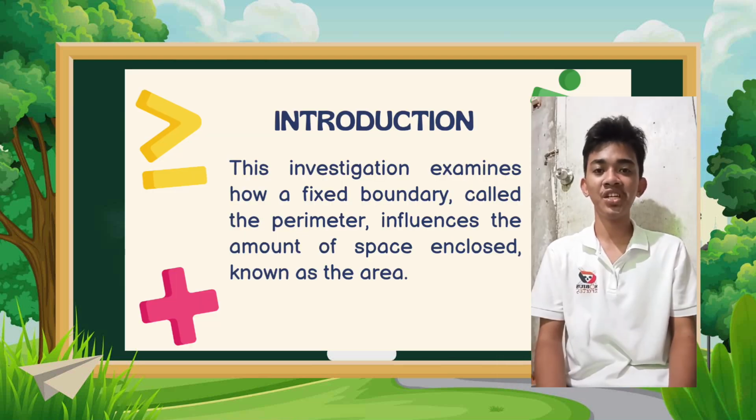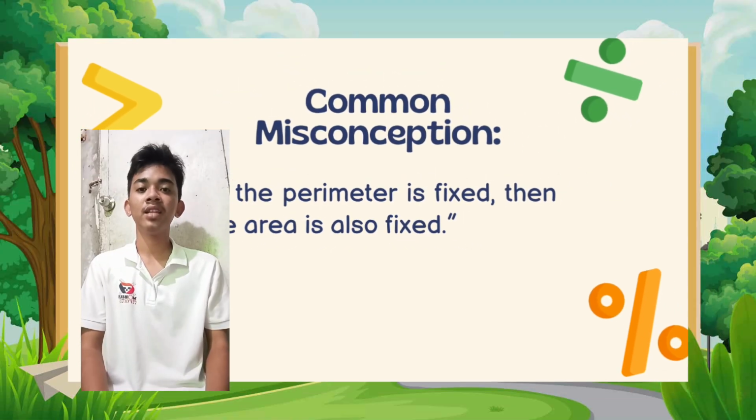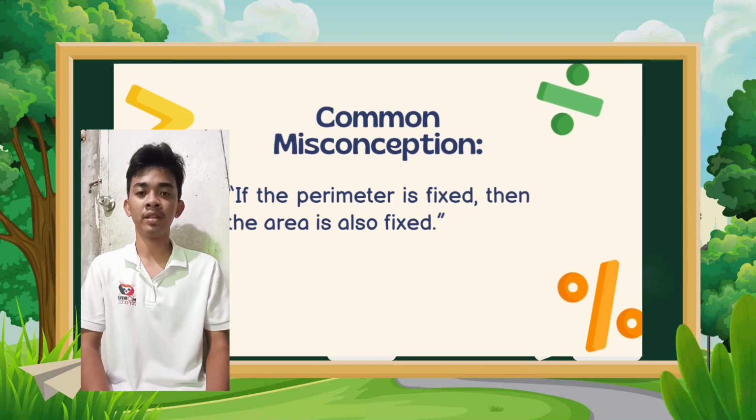This investigation examines how a fixed boundary called the perimeter affects the amount of enclosed space known as the area. Through this study, we explore how shapes with the same perimeter can have different areas and identify patterns using mathematical reasoning. A very common belief states that if the perimeter is fixed, then the area is also fixed.